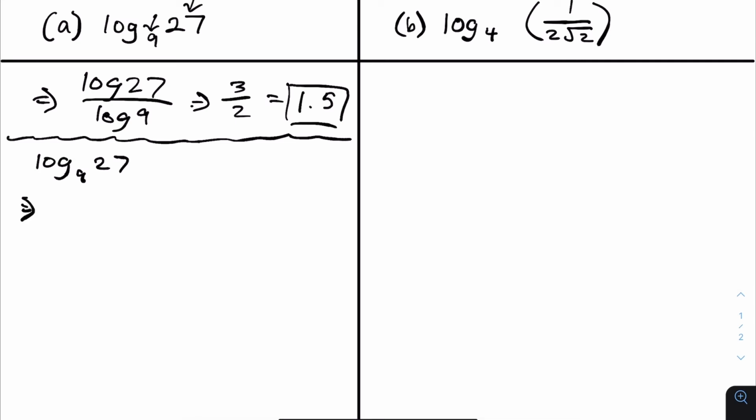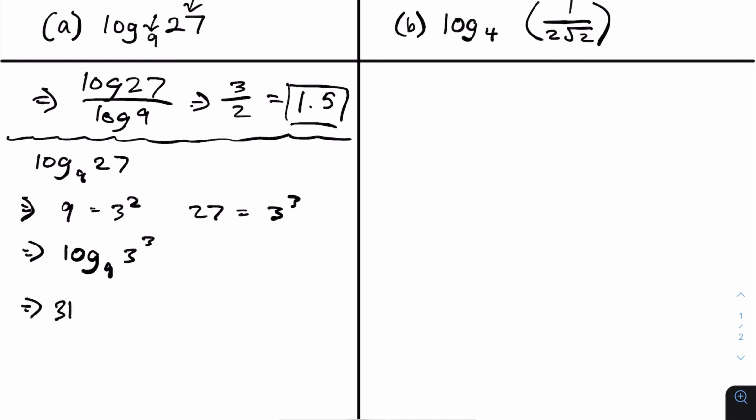What I mean by this is that 9 is equal to 3 squared, while 27 is equal to 3 cubed. So we can rewrite this as log base 9 of 3 cubed, which would be easier, which is equal to 3 log base 9 of 3. And this is also possible to evaluate, because log base 9 of 3 is essentially the same as 9 to the power of x equals 3. And we know that the root of 9 is equal to 3, so 9 to the power of half is equal to 3. So x is equal to half in this case.